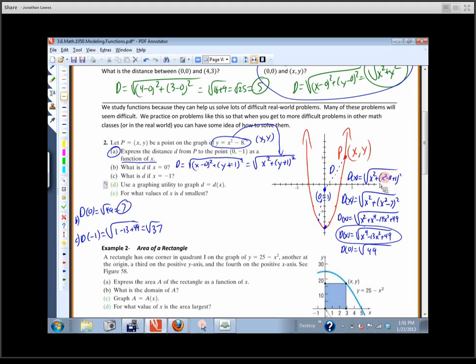Or do you want to use the distance formula once and then just plug in x? Does that make sense? This is much, much better. Okay, I realize this is brain stretching. You don't think like this all the time.